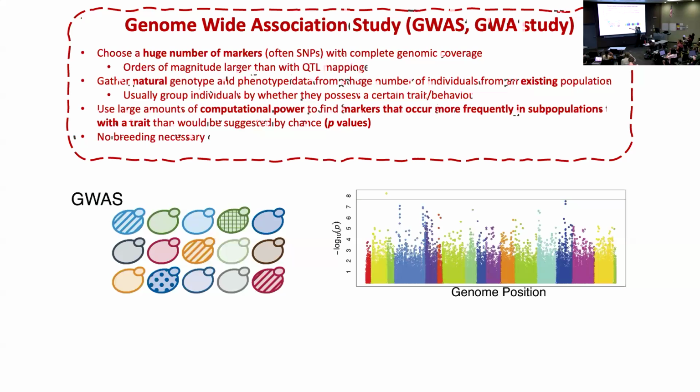And then that gives us something that looks like this, which is going to allow us to say the high peaks here are likely to be involved in the trait. The low peaks here are just the background. Yeah.